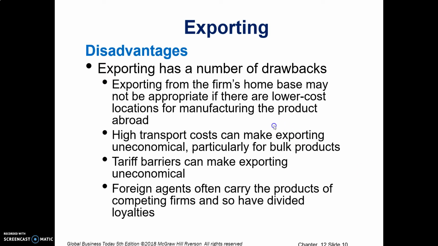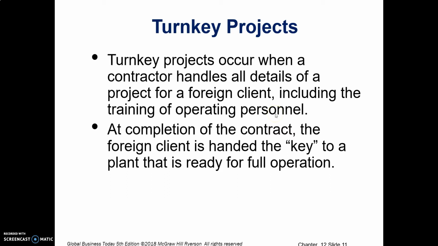The second type of entry mode is a turnkey project. Basically, as it says there, it occurs when a contractor handles all details of a project for the foreign client, including training of the operating personnel. So some contractors are going to go into that foreign market, build the factory, for example, train the personnel in how to run different parts of the equipment, and then at the very end they hand over the key, the contractor gets paid, they walk away, and really there are no other transactions after that.